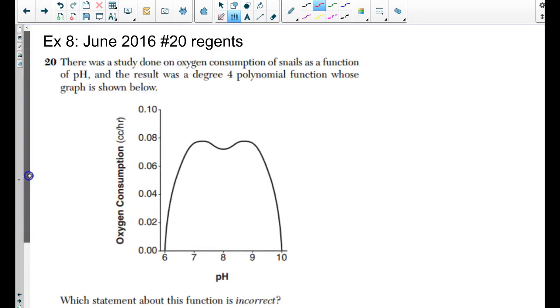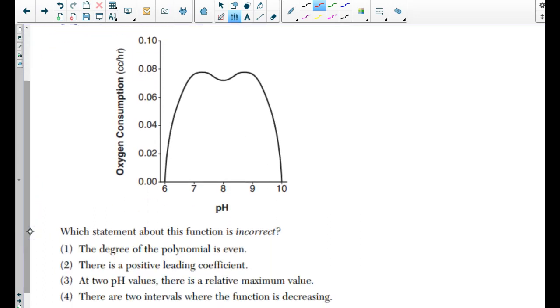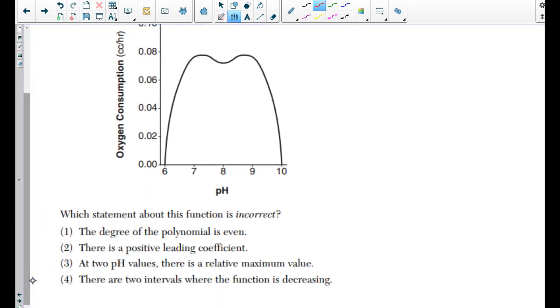This is a Common Core Regents problem. This particular one is from June 2016. We see that both ends are going down. That means it has to have an even degree. So that can't be the choice because that is correct. We see that since both ends are going down, the leading coefficient is actually negative. So that's probably our answer.